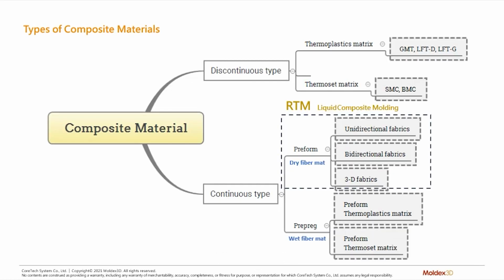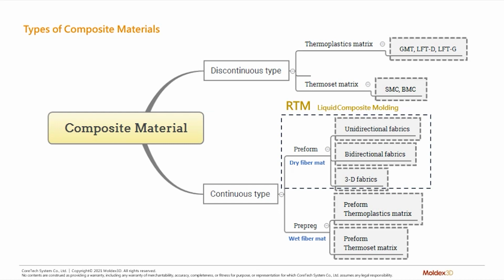Composite materials can be separated into continuous and discontinuous types. RTM's material belongs to dry fiber mat, as you can see, and we can call it a preform, which is under the continuous type. And fiber mat is composed of a stack of plies. The fabric direction can be unidirectional, bidirectional, and 3D fabrics.